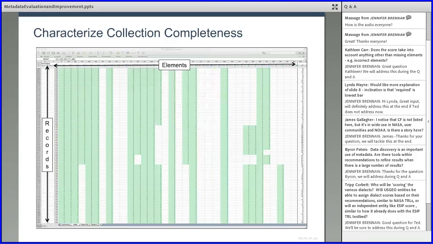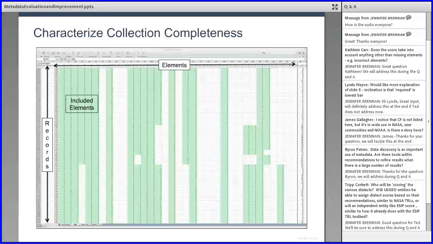So, characterizing collection completeness. Now this is going to be a really nasty, very busy slide, but I'm going to go through it slowly, and hopefully all you need to worry about is differences in colors. On the y-axis here are metadata records. Each row in this spreadsheet is a metadata record. Each column is an element of a recommendation, and we're looking for those elements in multiple records.